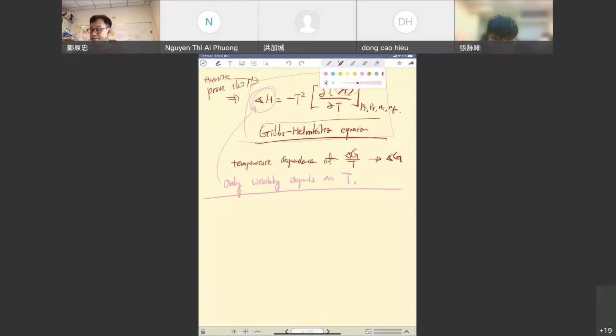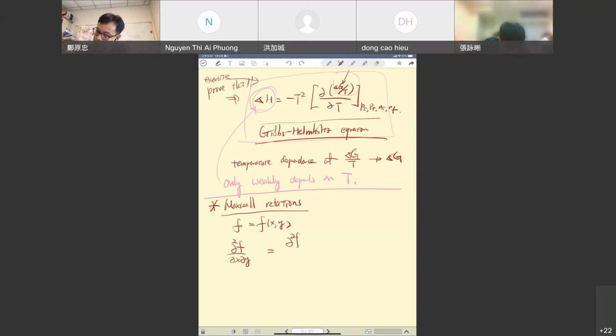Another very useful relationship is the so-called Maxwell relations. It's a simple fundamental principle of thermodynamics, from mathematics. If a function f is a function of x and y, then we know that partial f, partial x, partial y should equal partial f, partial y, partial x. The second derivative should not depend on whether you do the x derivative first or the y derivative first.